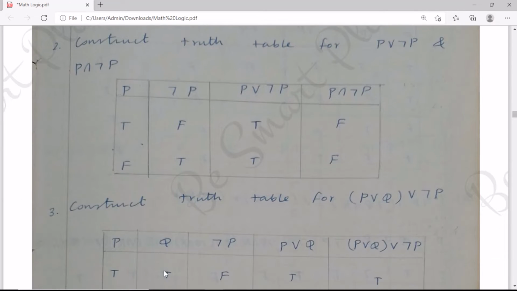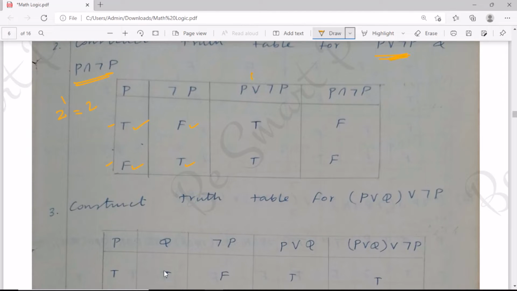Consider the truth table for P or negation P and P and negation P. We have only one variable P, so we have only two possibilities: 2 power 1 means 2, that is only true or false. These are the two truth values for the variable P. Negation P is nothing but if it is true, you have false, and if it is false, true. So now we find P or negation P.